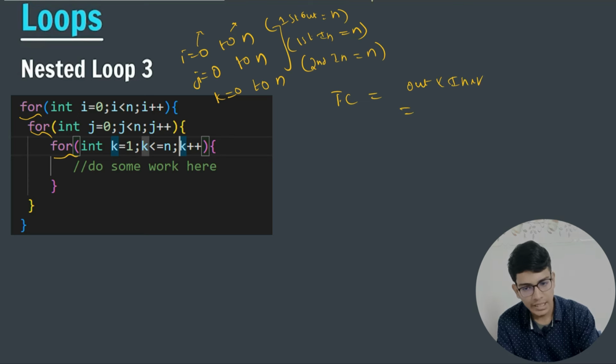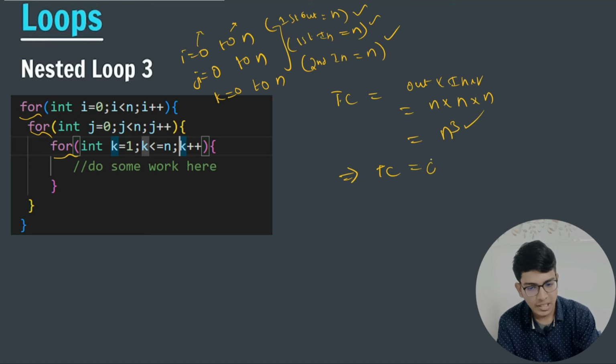So here it is running n, so multiply n into n, and this will give me n cube. So what is the largest term here? N cube is the largest term, so this will become my time complexity. So for 3 loops, in most of the cases, this will give me time complexity of big O of n cube.